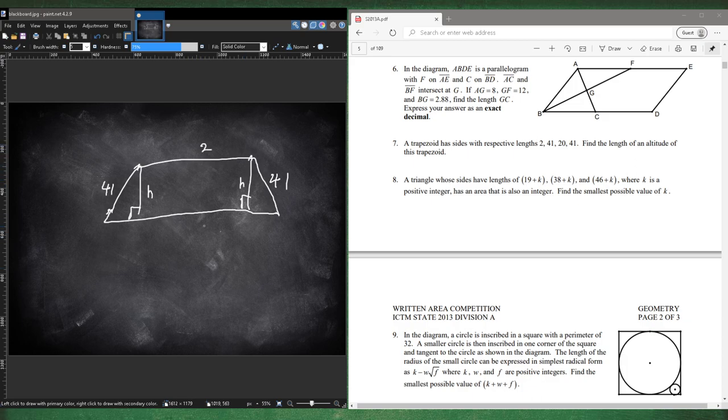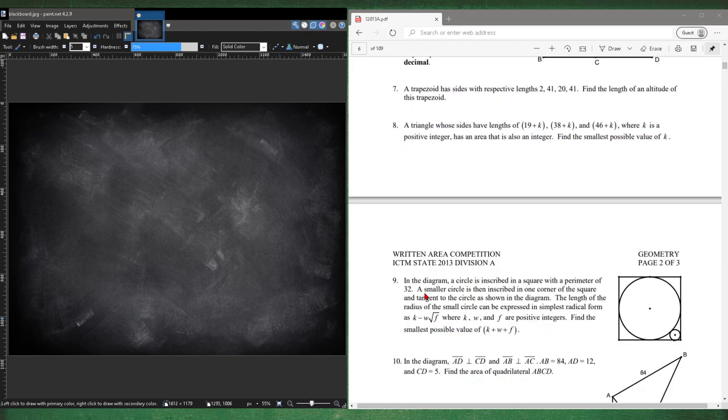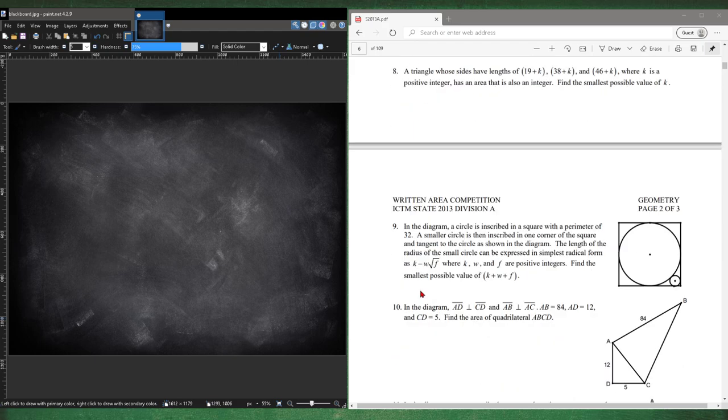Since the bottom is 20, and this part is also 2 here, from here to here, this is a rectangle. So 20 minus 2 is 18. 18 divided by 2 is 9. And they're both 9 because it's isosceles. So you could use the Pythagorean theorem for 9, h, and 41, but you could just use the Pythagorean triple, which is 9, 40, 41. So it's the 40. And that's basically it. I recommend knowing your Pythagorean triples, at least some of them, so it will be faster instead of calculating.